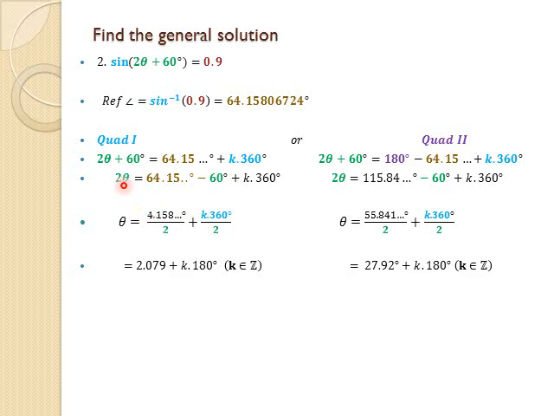We always divide. Remember, now I'm solving for theta. So I divide by 2 on both sides. That would become 2.079 plus 360 divided by 2, K times 180 degrees, and K is the element of integers. Here 180 minus that gives me 115.84 minus the 60. If I take it across, gives me 55.841, and again divide by 2 both sides, gives me 27.92 plus K180 and K element of integers. Right, so I hope you follow, I hope you understand.